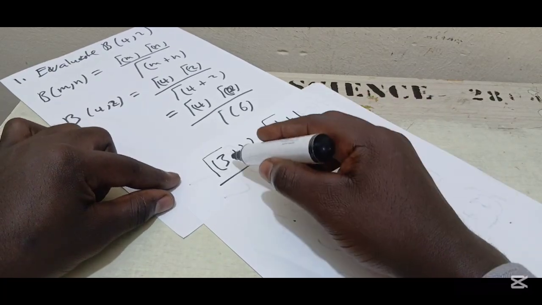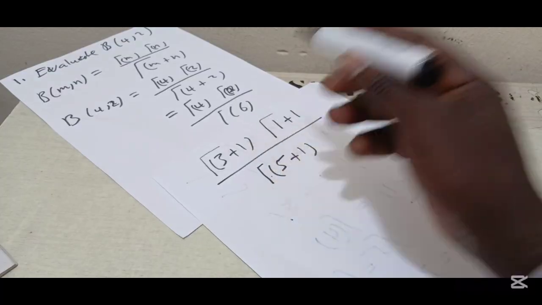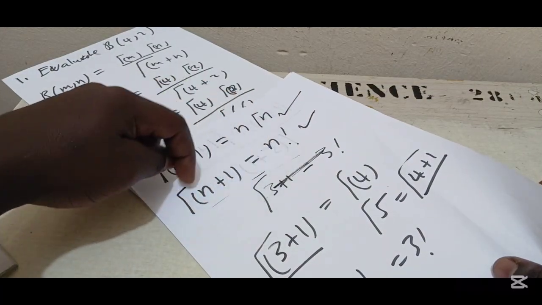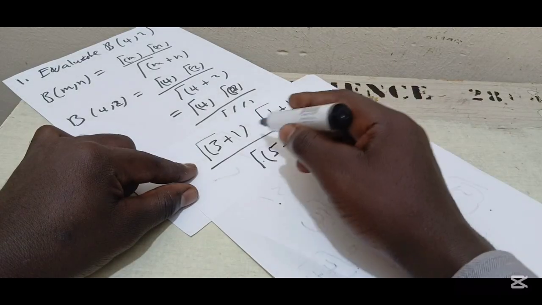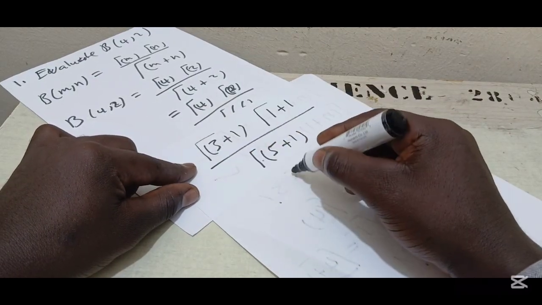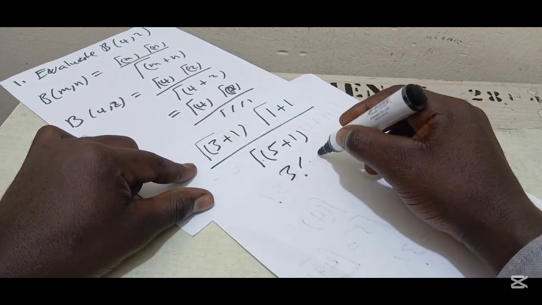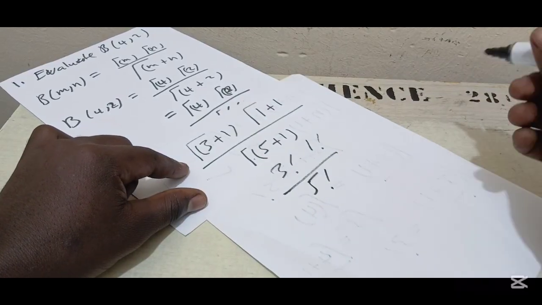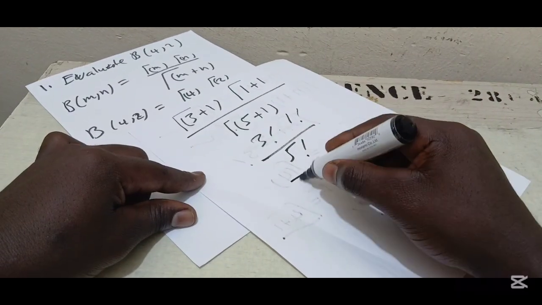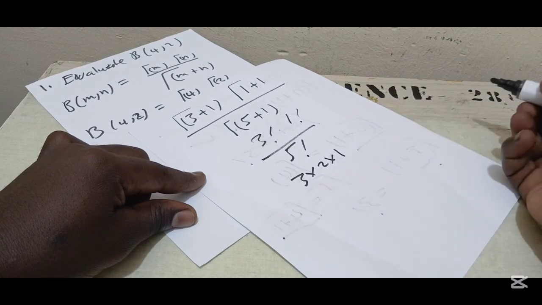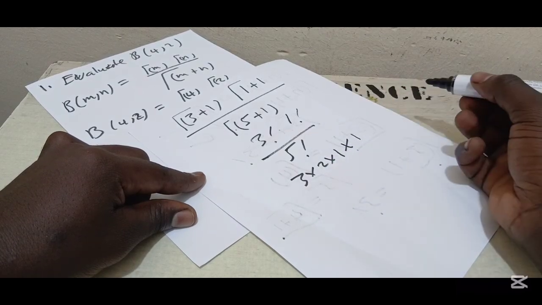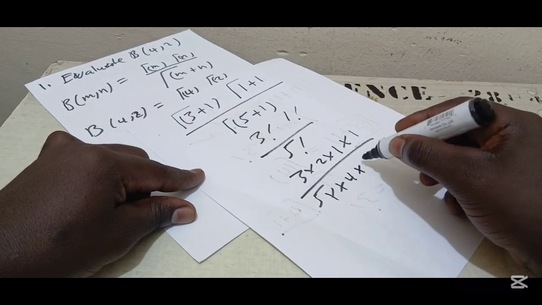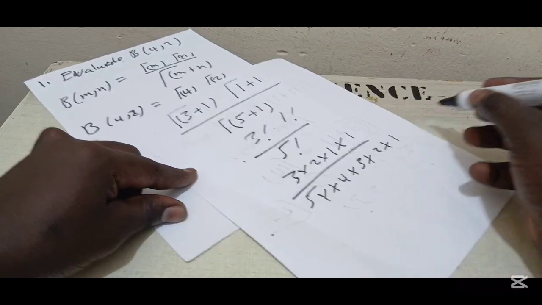So we know that if we have it in this form, then we can go ahead and compare it to the general formula, just n factorial. Comparing this formula to this, our n is just 3. So this is going to be 3 factorial, 1 factorial on 5 factorial. And 3 factorial is just 3 by 2 by 1. And 1 factorial is just 1. And 5 factorial is just 5 by 4 by 3 by 2 by 1.